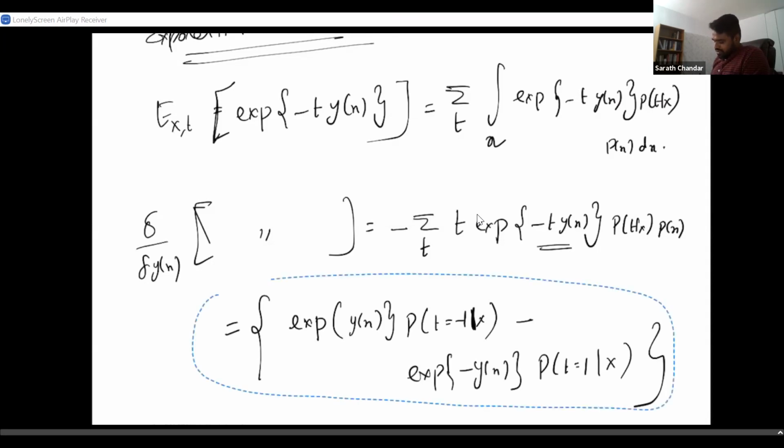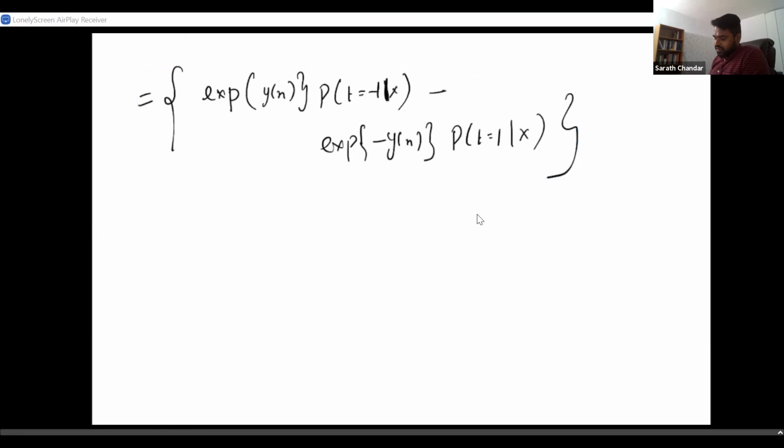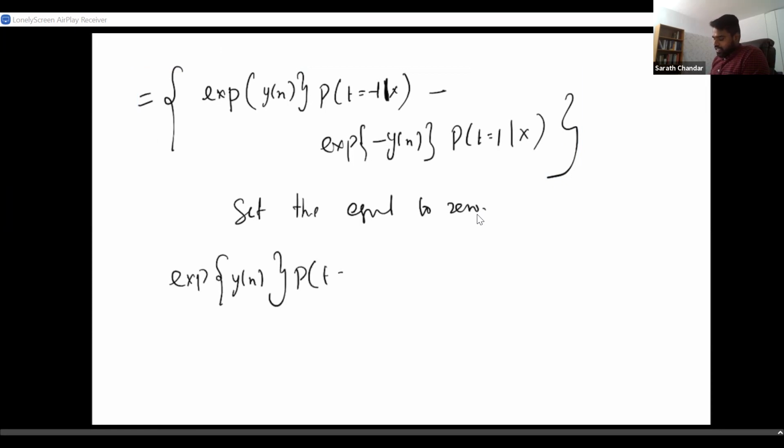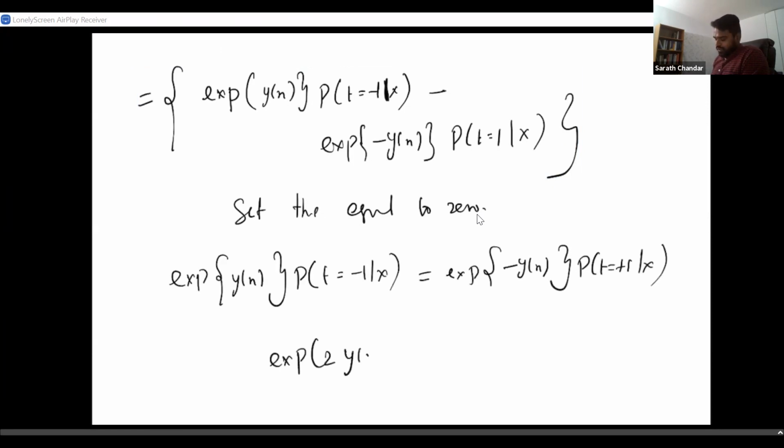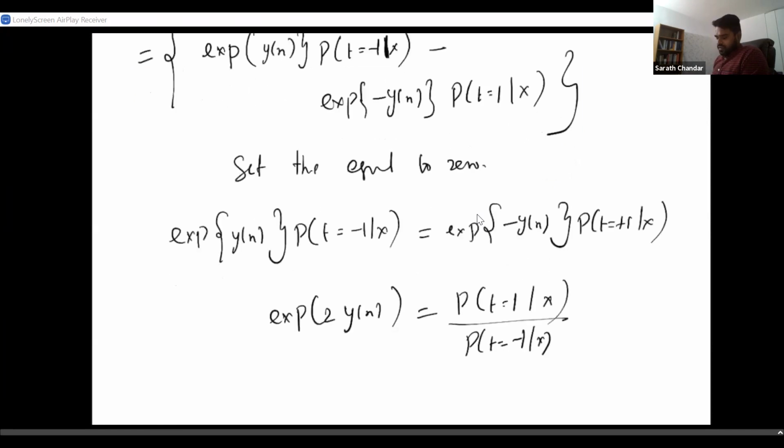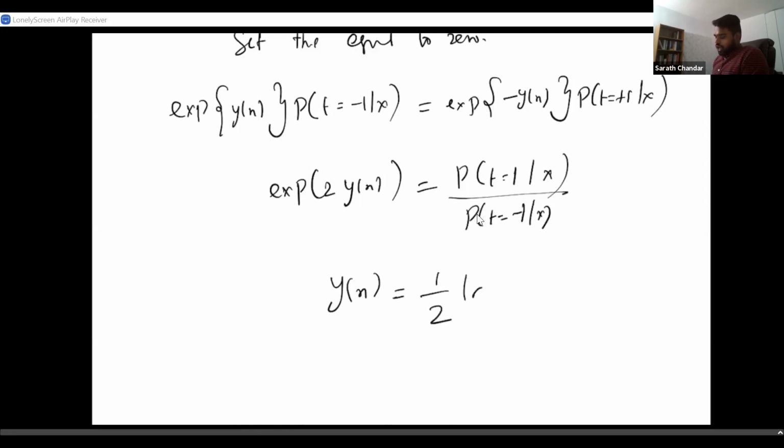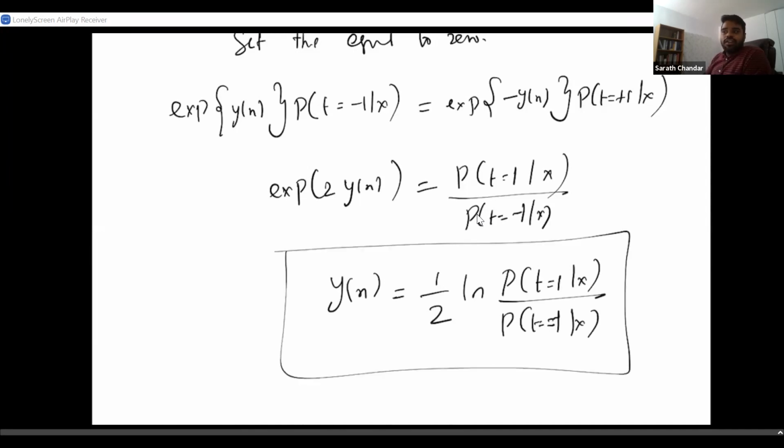I know I'm running out of time, but I'll just finish in a minute. So it simply becomes exp(y(x)) times the probability that t is equal to -1 given x, equal to exp(-y(x)) times the probability that t is equal to +1 given x. Now this is exp(2 y(x)) equal to the probability that t is equal to 1 given x divided by the probability that t is equal to -1 given x. So y(x) is given by 1/2 ln of the probability of t equal to 1 given x divided by the probability of t equal to -1 given x. Now this is the optimal function for the exponential error.